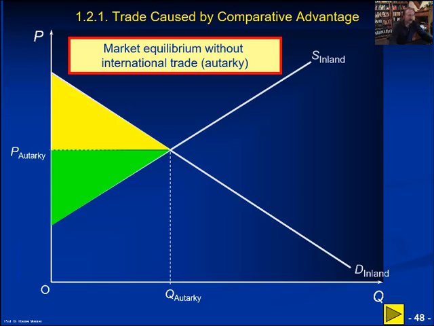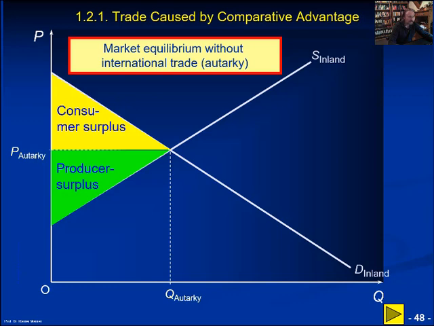So far we have figured out that the area below the demand curve and above the market price can be interpreted as consumer surplus, while the area below the market price and above the supply curve can be interpreted as producer surplus. If this diagram describes the market for a certain good in a country which is not engaged in international trade, we call such a state autarky.